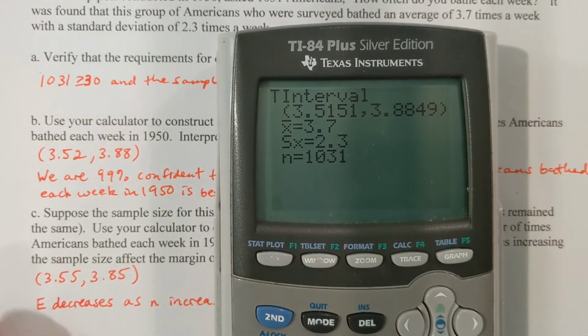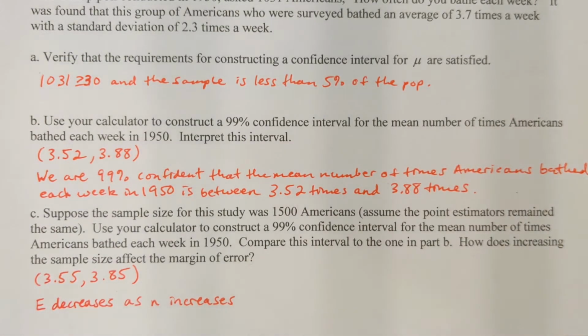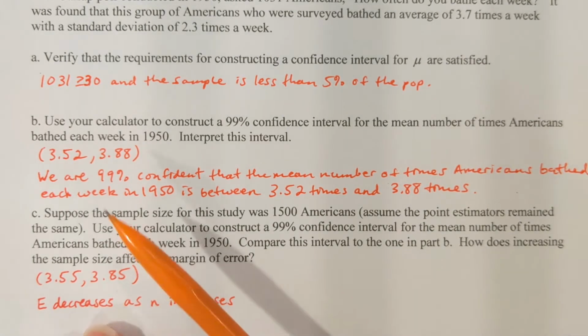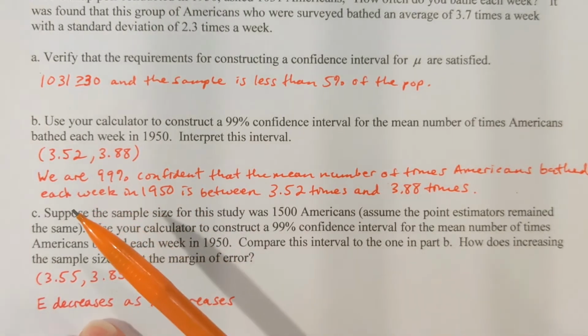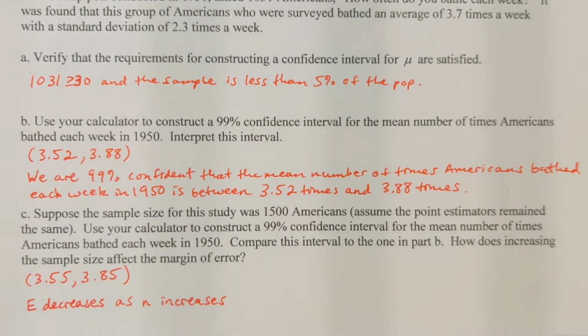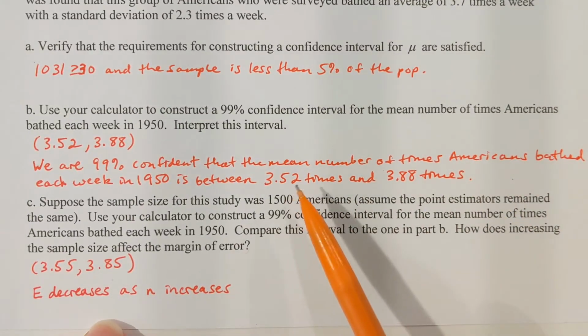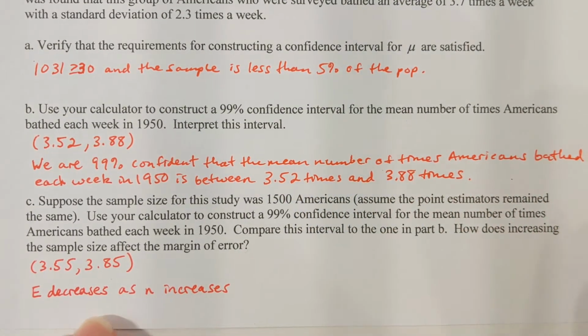And I'm getting 3.52, 3.88 if you go to the nearest 2 digits on that. So this interval would be my answer. And the interpretation then: we're 99% confident that the mean number of times that Americans bathed each week in 1950 is somewhere between 3.52 times and 3.88 times.